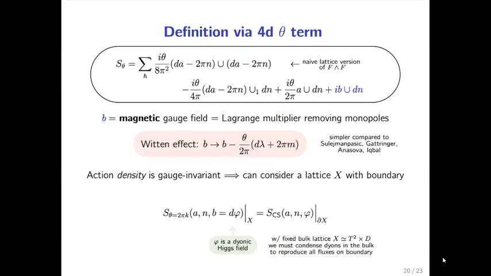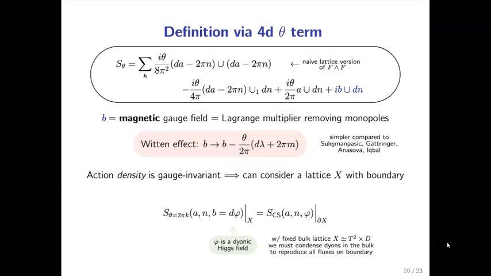Another nice feature of this theta term is that not only is the action gauge invariant, but the action density is gauge invariant. So we can consider this theory on a lattice with boundary, and it's perfectly gauge invariant. And it turns out that if you set theta equal to 2 pi k, where k is even, almost all of these terms reduce to boundary terms, and they reproduce our Chern-Simons action, except for this last Lagrange multiplier, which is suppressing monopoles in the bulk.